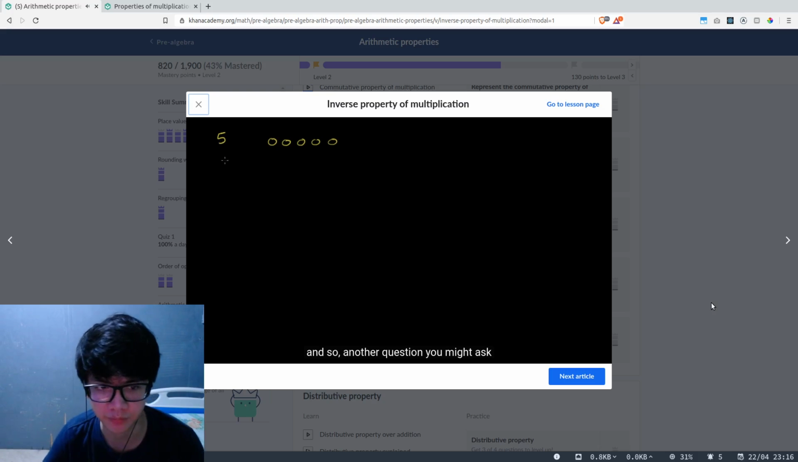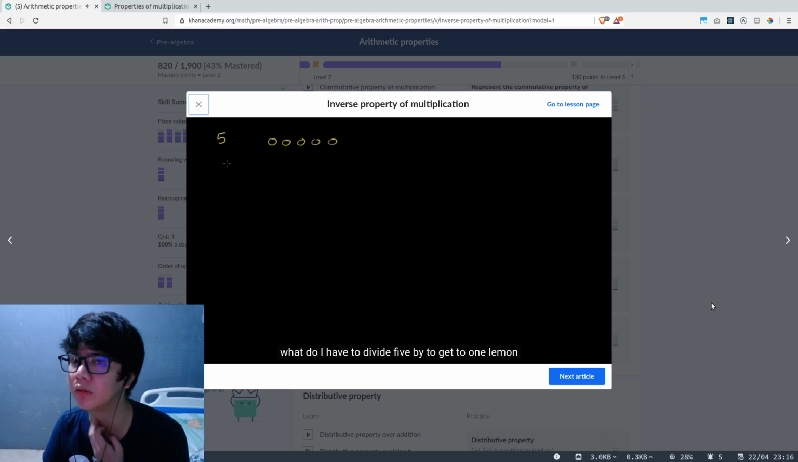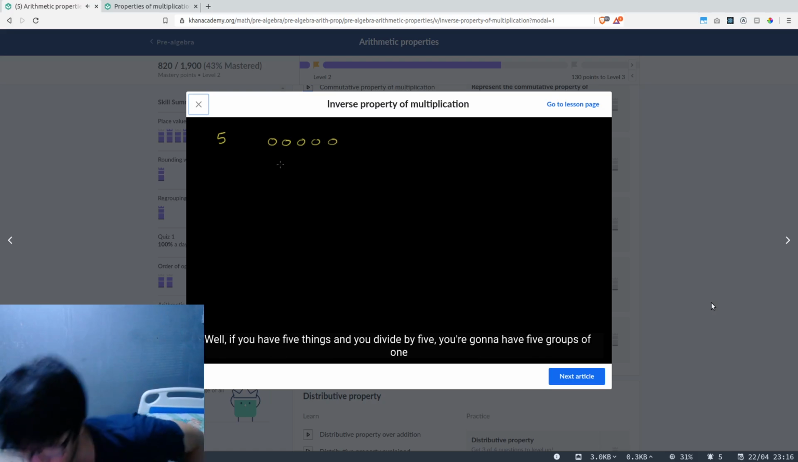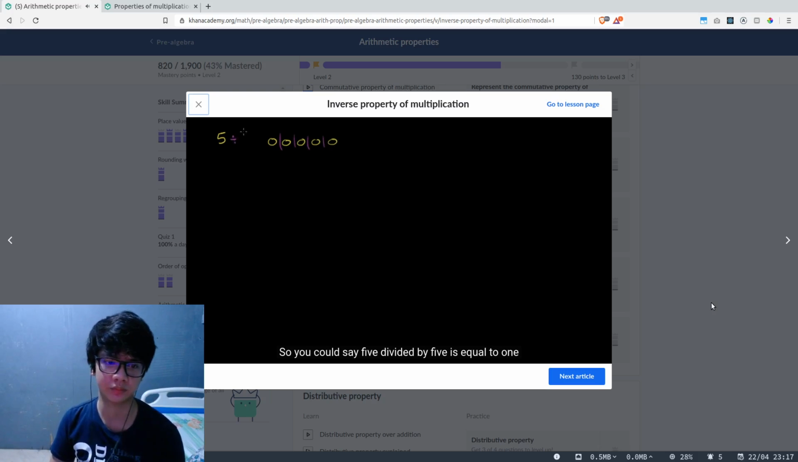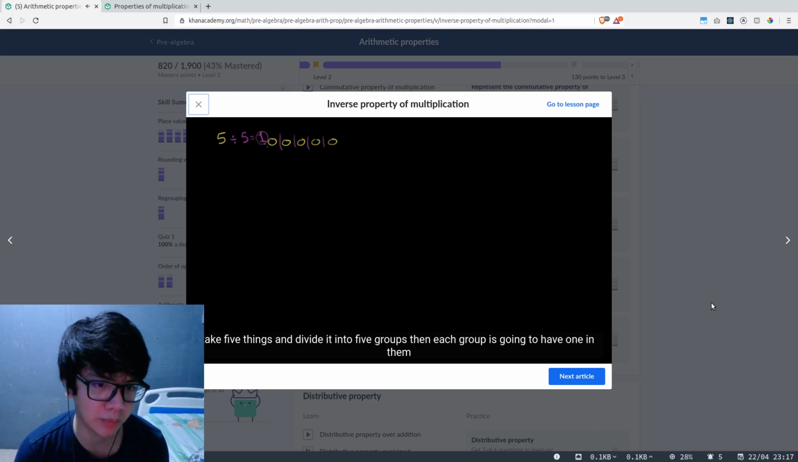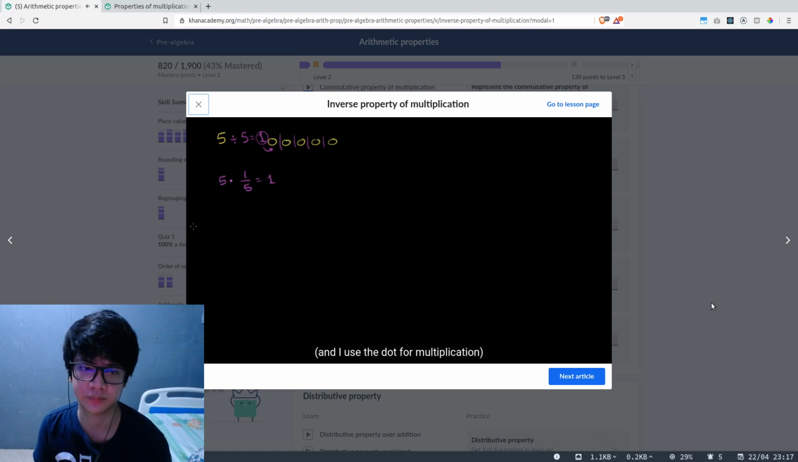And so another question you might ask, because really multiplication and division are two sides of the same coin, is what would I have to divide 5 by to get to 1 lemon, or yellow circle, or whatever I've drawn right over here? Well, if you have 5 things and you divide by 5, you're going to have 5 groups of 1. So you could say 5 divided by 5 is equal to 1. You take 5 things divided into 5 groups, and each group is going to have 1 in them. Or you could say 5 times 1/5 is equal to 1. And I used the dot for multiplication. I could also say 5 times 1/5 is equal to 1.